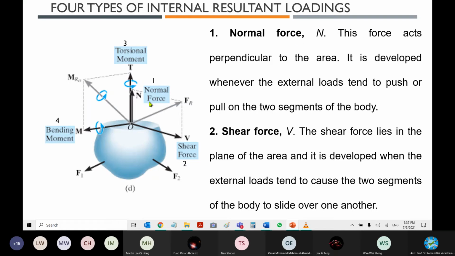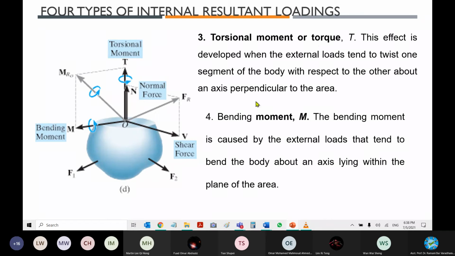The meaning of normal force, I already explained. It is the force acting perpendicular to the cross-section area or a surface area. If you turn this side, it may be a cross-section area. If you cut and want to analyze at this point, it will be a cross-section area. And the shear force acts parallel, lying on the surface itself.